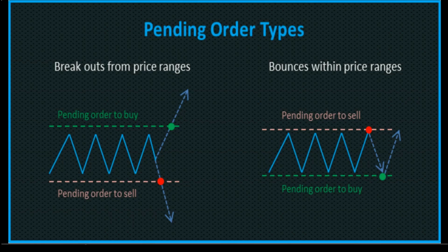So let's look at this. We're talking about the bounce. We're looking at the right. So bounce within price ranges. Every time it hits the resistance at the top, we sell. Every time it hits the support at the bottom, we buy. Do you see the green and the red on the right side? This is what we're talking about right here. This is bounces within price ranges.